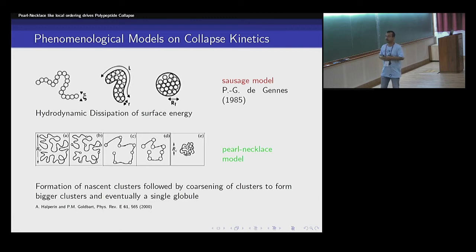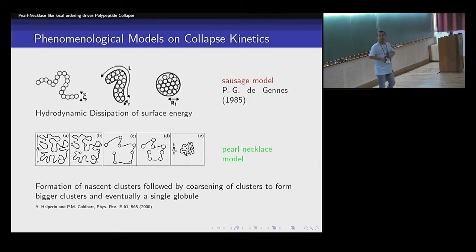Rather, they saw something which can be described by the other phenomenological picture, which came much later in 2000, known as the pearl-necklace picture. There, when you start with an extended polymer, you initially see formation of local nascent clusters or local ordering, and then these locally ordered clusters withdraw monomers from the chain, and they coarsen with each other to form bigger clusters. Eventually they form a single cluster, which then minimizes surface energy to form a perfectly spherical globular structure.